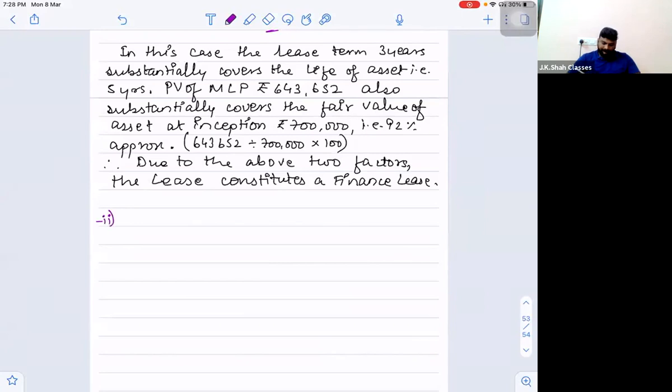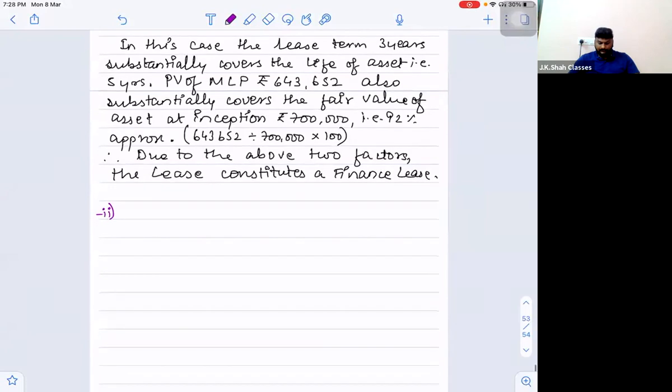Sir, in the exam, is there a chance that this percentage will not be too high? For example, 60, 65, 55. Do we consider that to be substantial? Anything above 60 you consider substantial, because they will form a question where definitely it has to be either an operating or a finance lease. In this question, the second part is also given: calculate unearned finance income. So it is implied that it is going to be a finance lease, because for an operating lease, we don't calculate unearned finance income.